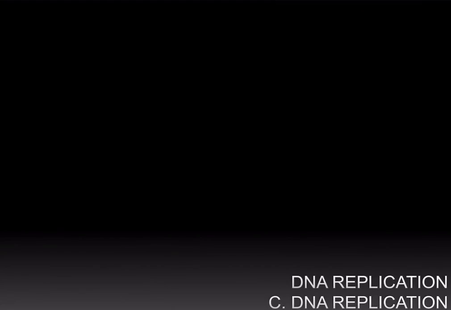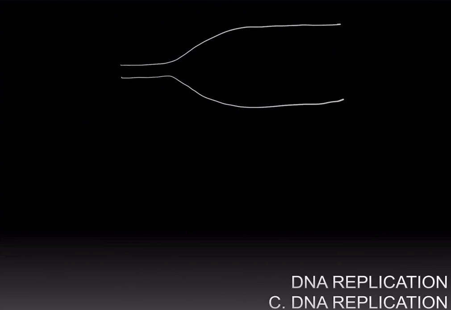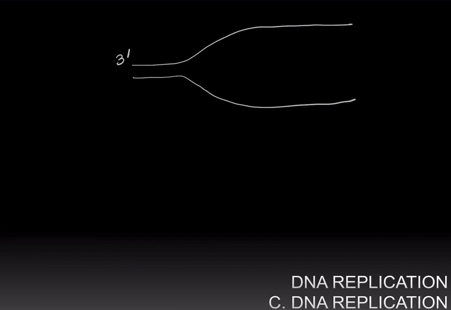Let us look at what happens at a replication fork in greater detail. So let's say we are focusing on the left replication fork. Perhaps the top strand is 3' on the left and 5' on the right, while the bottom strand is 5' on the left and 3' on the right. And this is the replication fork, and it is moving to the left.